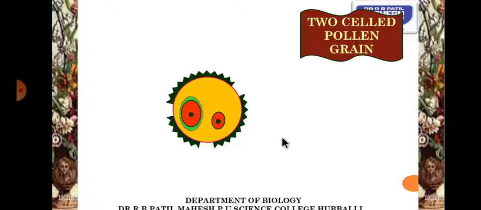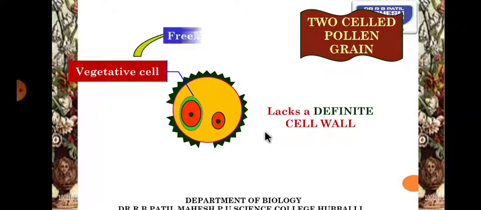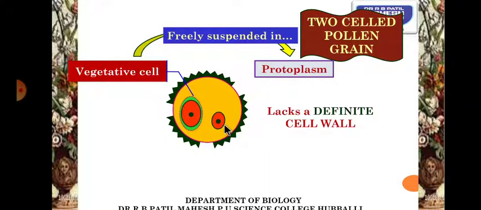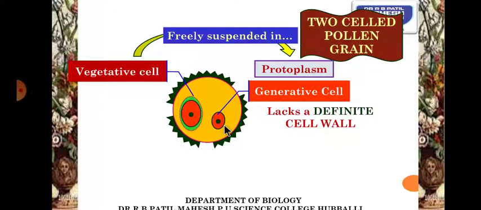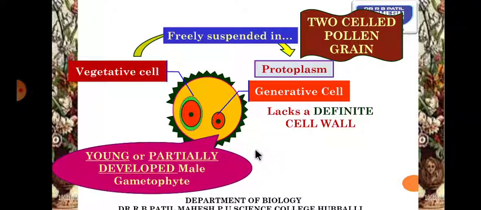Usually, the pollen grain for pollination in many angiosperms is shed at a two-celled stage. So, the two-celled stage has the vegetative cell and the generative cell. As you can see here, the generative cell lacks a definite cell wall and floats in the protoplasm usually. In most angiosperms, pollen grains are released at a two-celled stage. The young or partially developed male gametophyte is one which has a vegetative cell and a generative cell.